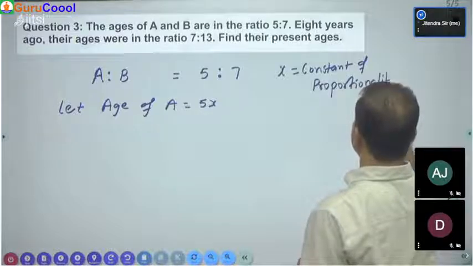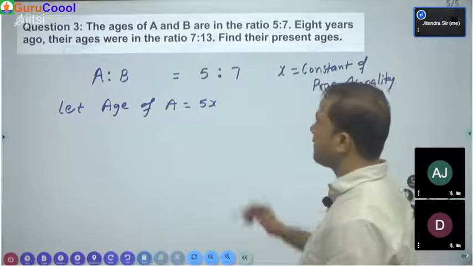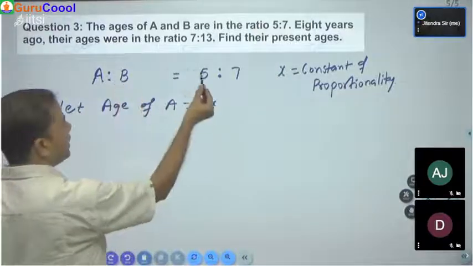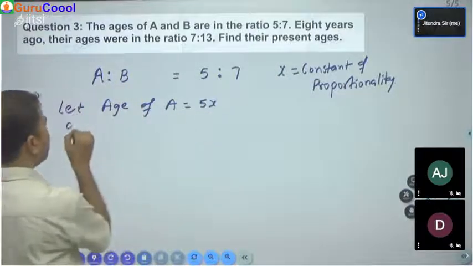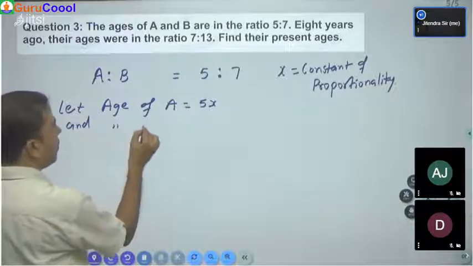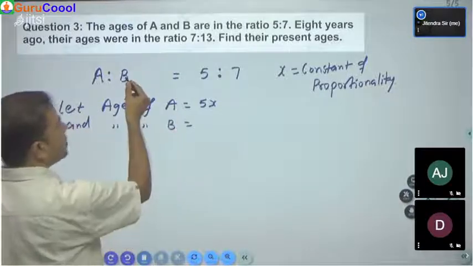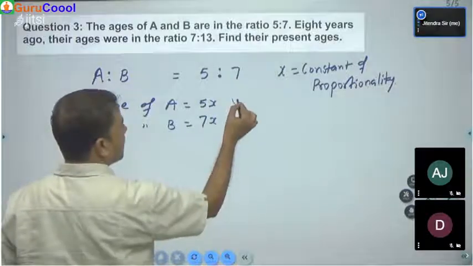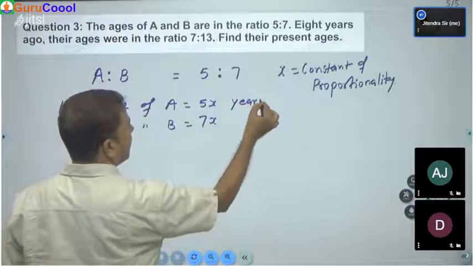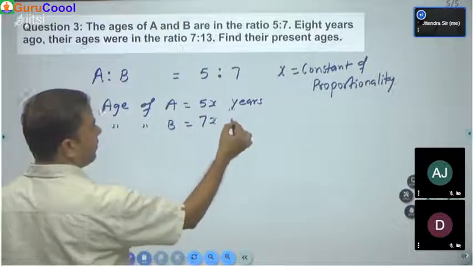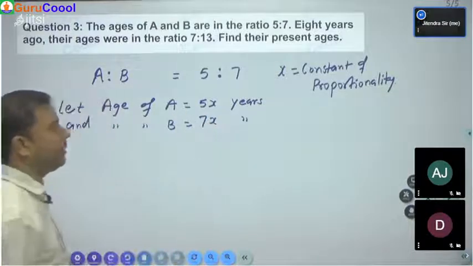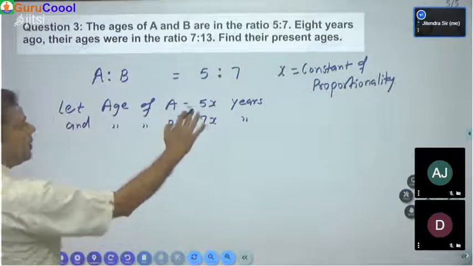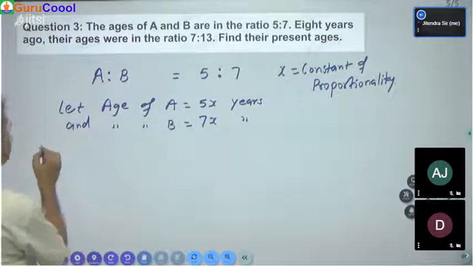Since x is the constant of proportionality, the age of A is 5x and the age of B is 7 times x. So 5x years is the age of A, 7x years is the age of B. Now it is talking about 8 years back. So let's consider their ages 8 years back.